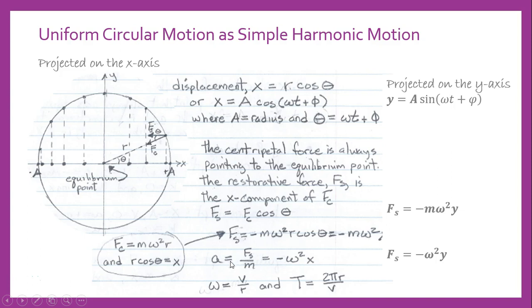We can take that expression for force and divide it by mass, and we get our expression for acceleration, which is negative omega squared times x. Notice this is the same expression that we got for acceleration of a mass on a spring. Our angular frequency is just the velocity divided by the radius, and our period is 2 pi r divided by the velocity. We could also take the circular motion and project it on the y-axis, and when we do that, here's the expression for displacement, the expression for our restorative force, and the expression for acceleration.